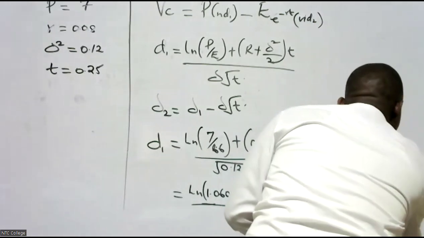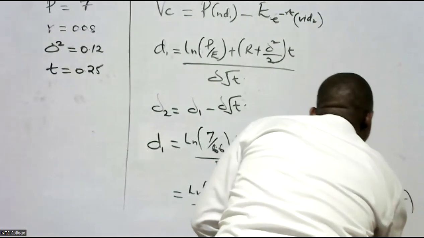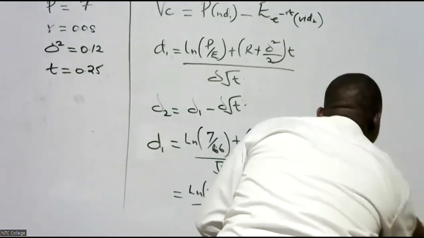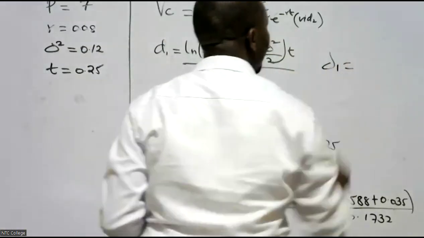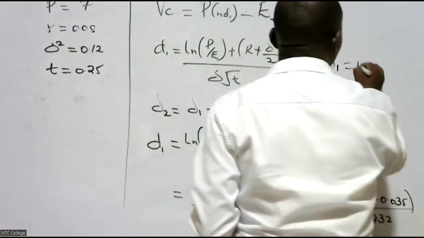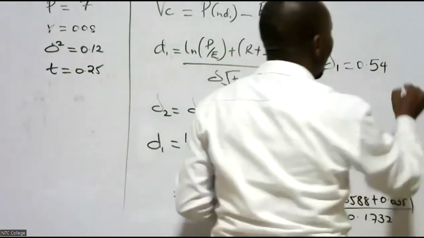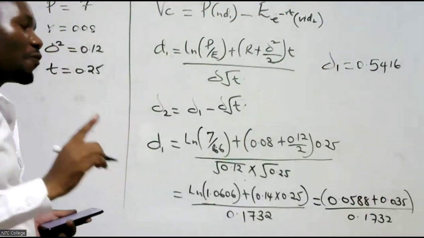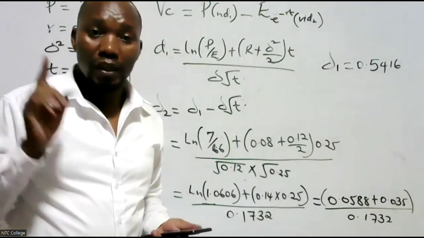0.35. So that is plus 0.35 all over 0.1732. What is the answer? 0.5416. Good. Now that's the one. We have not normalized it, so we don't call it ND1. If you normalize it, you'll call it ND1.